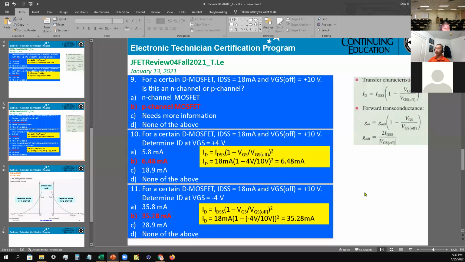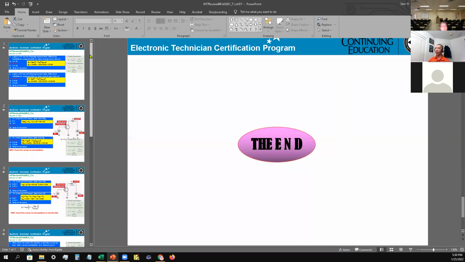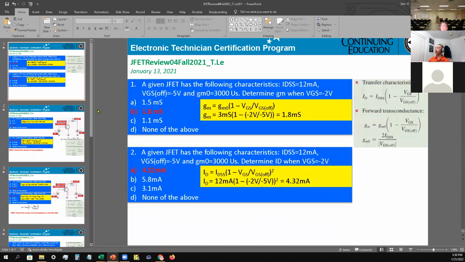So any question number 9, 10, or 11? Okay, so it looks like everyone's good. So that's pretty much it for the JFET review number 4. Okay, so that's done.